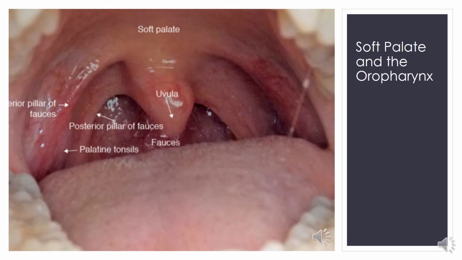Now, in this slide, you can see the soft palate and the oropharynx. You can see the uvula, the anterior palatine pillars, the posterior palatine pillars, and in between those you can see the palatine tonsils. And behind that you see the fauces, and behind that it would be the posterior pharyngeal wall.